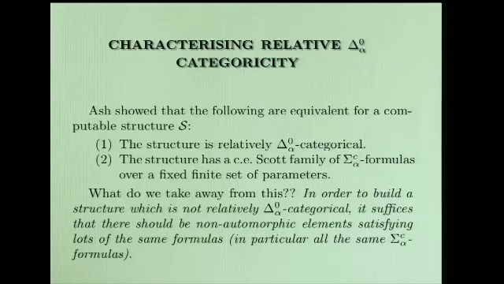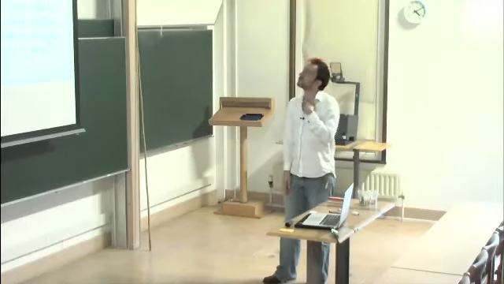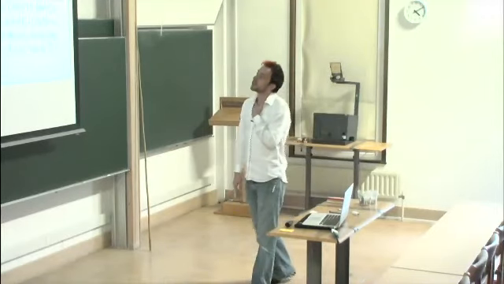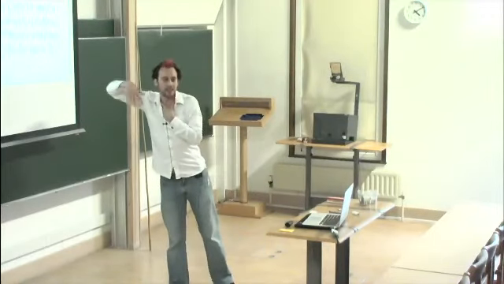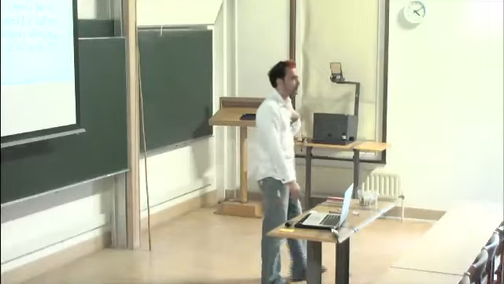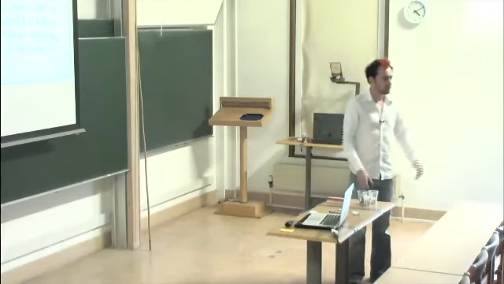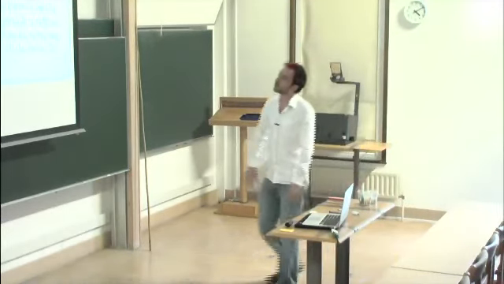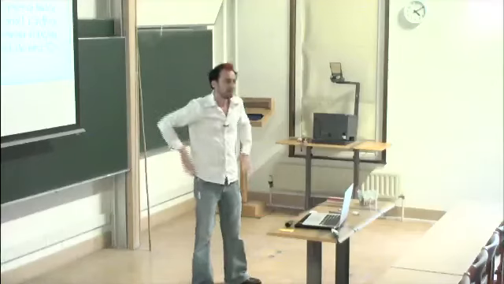Okay. So for a computable structure S, the structure is relatively delta 0 alpha categorical if and only if it has a c-Scott family of sigma alpha formulas over a fixed finite set of parameters. The c there indicates that we're talking about computable infinitary formulas. Okay? So if you're familiar with those, then good. If you're not, it doesn't really matter because we're not really going to be dealing with them in a detailed way in this talk.